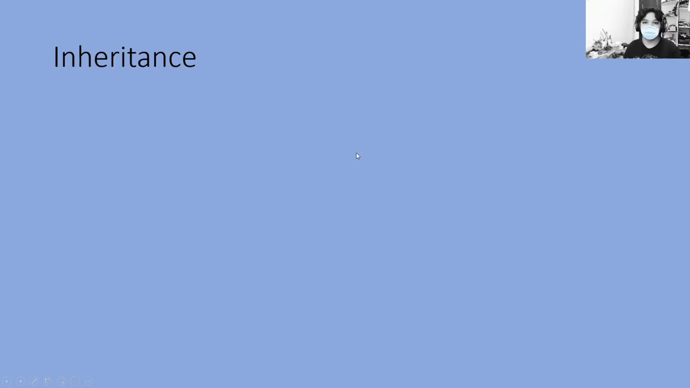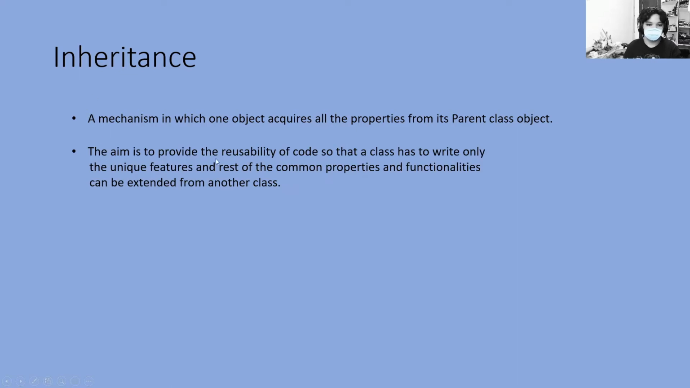So what is inheritance? Inheritance is a mechanism in which one object acquires all the properties from its parent class object. The aim is to provide the reusability of code so that a class has to write only the unique features and rest of the common properties and functionalities can be extended from another class.